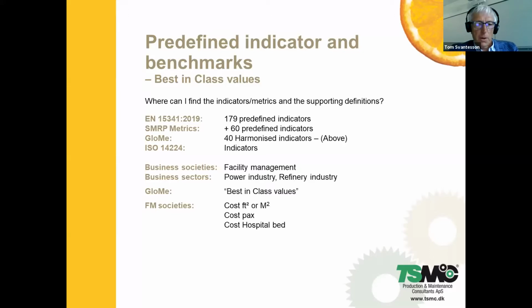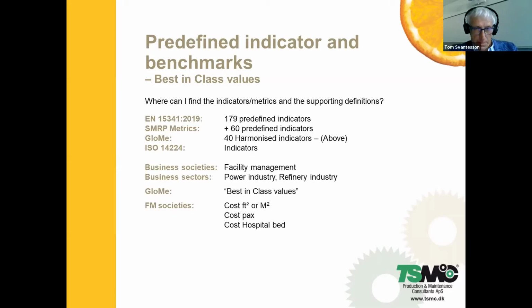Our friends in North America have what they call metrics, similar to indicators, and I think we are at about 60 predefined indicators. GLOMI, which is the part of the American and the European indicators which are common, also contains these indicators. ISO 14224 has a number of indicators. Right from the top of my head, I think we are in the range of 15.